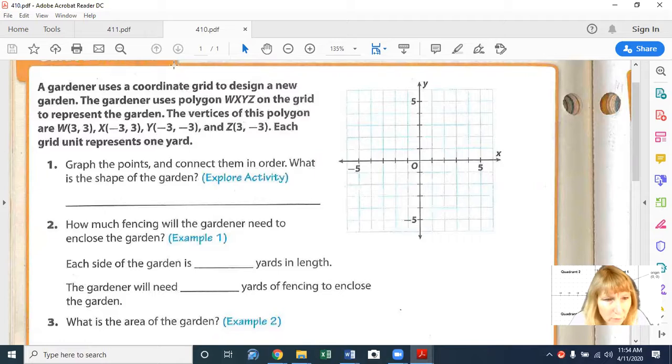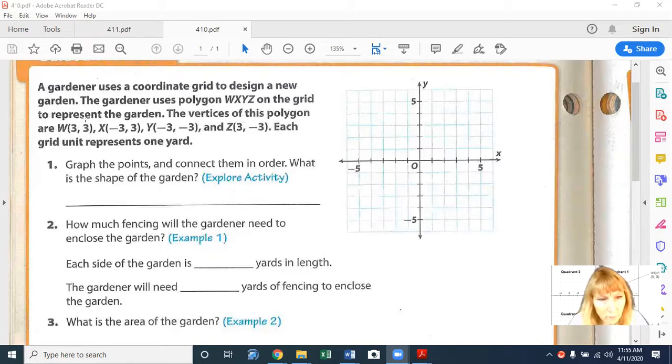Okay, a gardener uses a coordinate grid to design a new garden. The gardener uses polygon W, X, Y, and Z on the grid to represent the garden. The vertices of this polygon are W, X, Y, and Z. Each grid represents 1 yard. I'm going to move this down here. Just want to make sure. Okay. So we are going to plot our points, graph the points, and connect them in order. What is the shape of the garden?